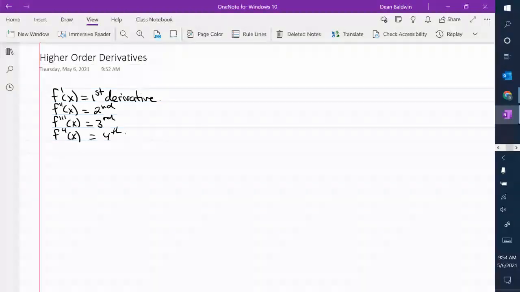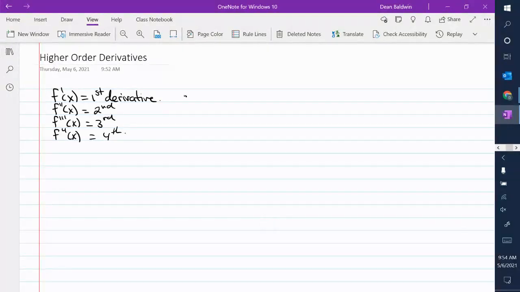You will also see this notation. So we have dy dx for the first. For the second, they would write d squared y over dx squared. So if you ever see something like that, this is just asking for the second derivative. That's all it's saying.